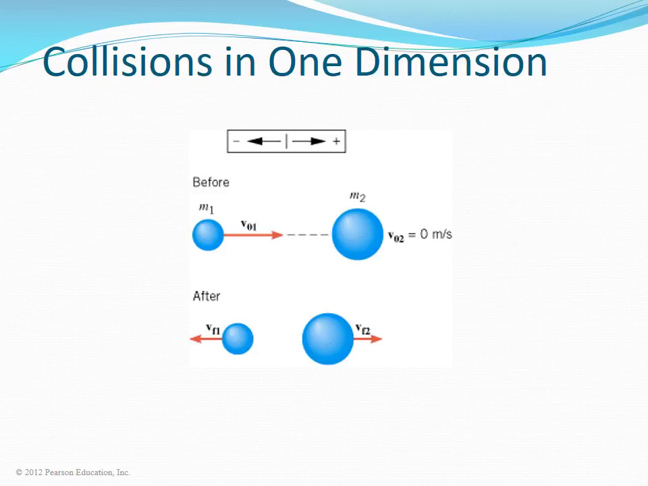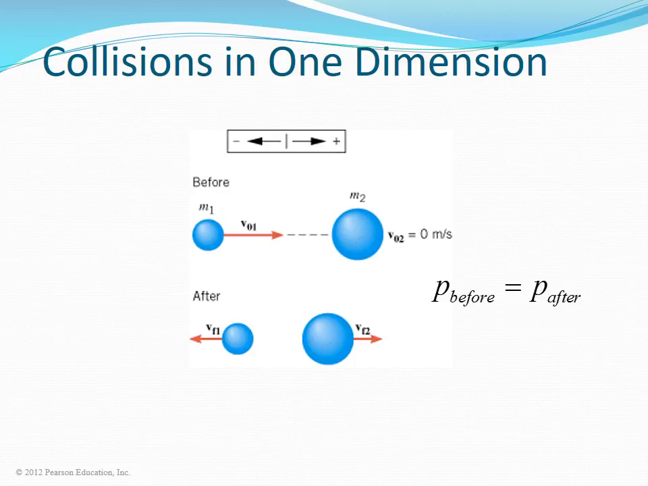We now want to look at collisions in one direction. In the figure at top, the ball on the left, M1, is moving to the right with velocity V01 and collides with the stationary ball, M2. After the collision, bottom figure, M1 moves to the left with velocity Vf1 and M2 moves to the right with velocity Vf2. What can we say about the two velocities?